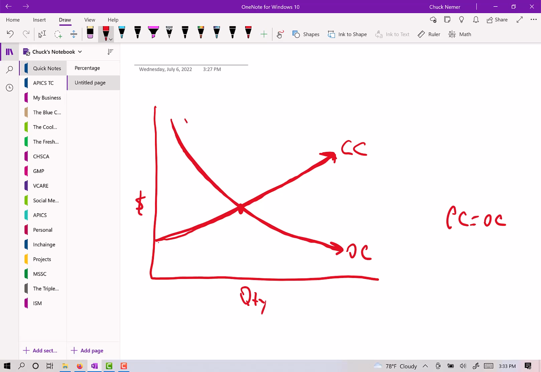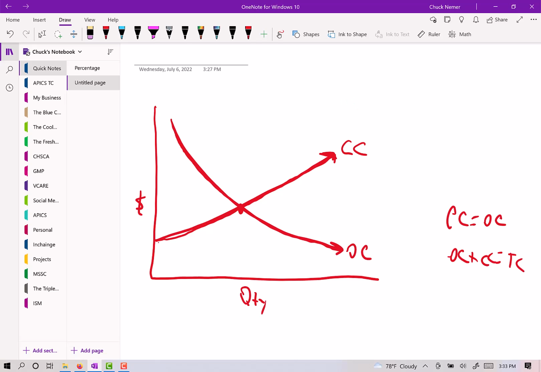And it's not by accident that order costs plus carrying costs equals total cost. The lowest point on the total cost curve equals that EOQ, and that's where the carrying cost equals the order cost. There's a whole formula behind it. The idea is, where do we find that balance point between ordering too much and too little?